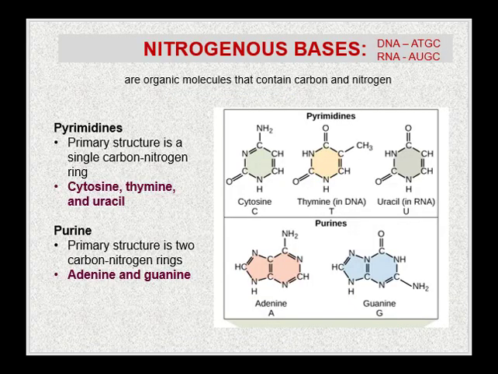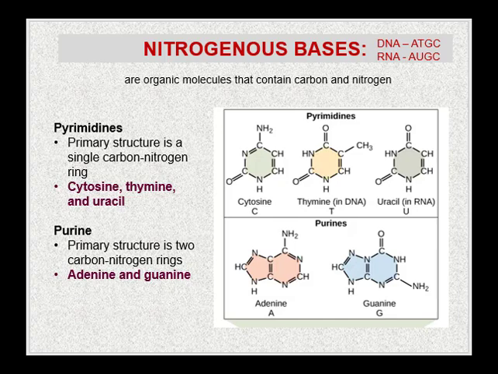As I mentioned earlier, there are 4 nitrogenous bases for DNA and 4 nitrogenous bases for RNA. Both DNA and RNA share 3 of the nitrogenous bases: cytosine, adenine, and guanine. However, DNA has thymine and RNA has uracil. All of them are organic molecules that contain carbon and nitrogen. However, we classify them according to 2 groups.